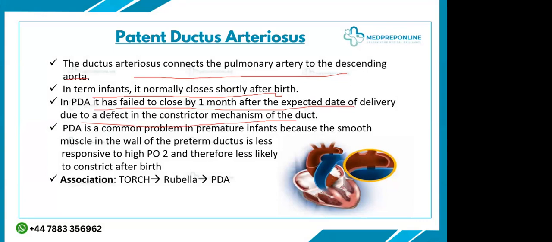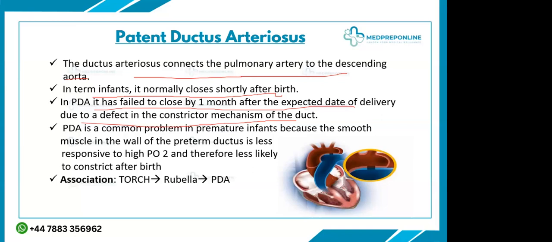So if in a term baby the PDA does not close by 1 month of age, then it is pathological, not physiological. In preterms, as they are premature, a PDA is mostly physiological because of immaturity, and it will sometimes close on its own, and sometimes we have to give ibuprofen or indomethacin. But if the PDA persists in a full-term baby, 38 plus weeks, up till 1 month of age, then it is pathological. It is going to cause signs and symptoms and failure to thrive if it is a large defect, and we have to close it surgically. In term babies, it does not close with pharmacological intervention. You need to remember that.